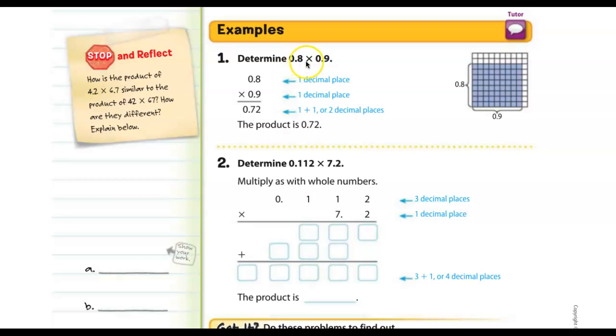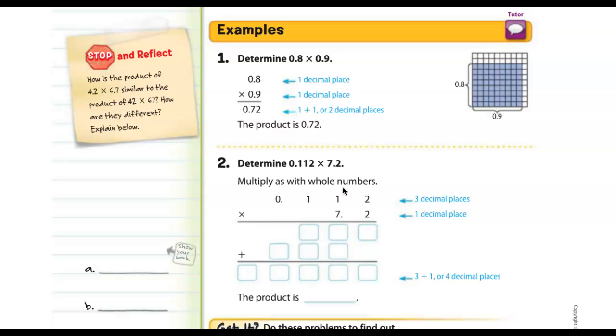Here's another example, 8/10 times 9/10, and again, you'll see that 8/10 would include this white strip here, and 9/10 would include these two up the top. So 8 times 9 is 72, 1 decimal place value, 1 decimal place value. So we move it 2 decimal place values over. The result is 72 hundredths, which is less than either factor. So when you multiply by something smaller than 1, the product is smaller than the factors that were multiplied together. So that example is done for you.